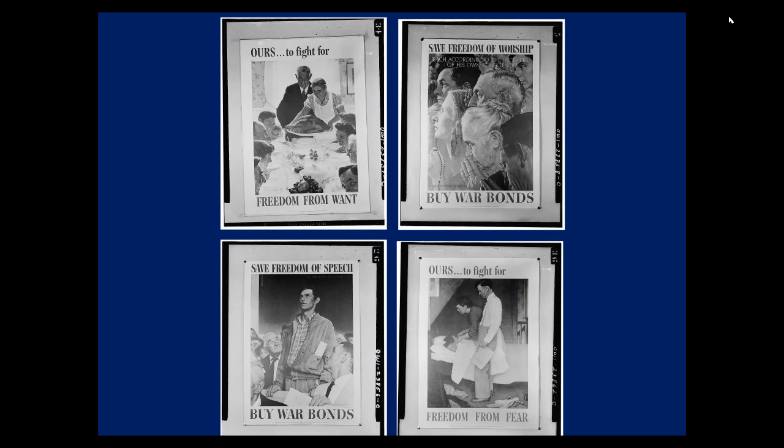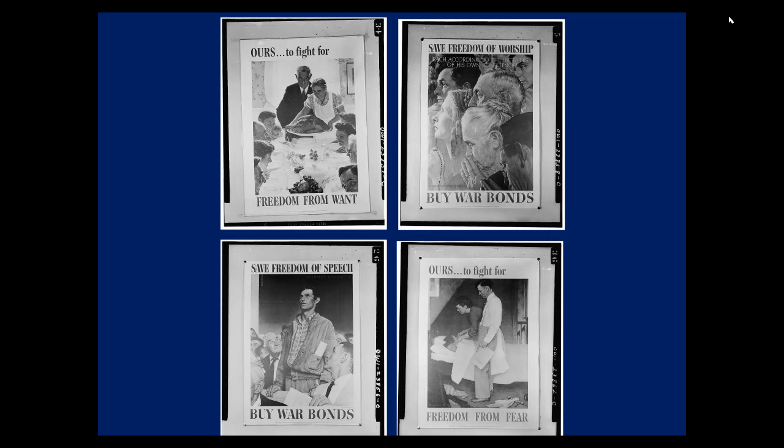But FDR was very concerned, obviously, and wanted to express this to the American people. Norman Rockwell, who then created these images, offered to create them for the US government. The government rejected his offer. Nonetheless, the Saturday Evening Post, which was one of the nation's most popular magazines at the time, commissioned and then published these images of Norman Rockwell's.